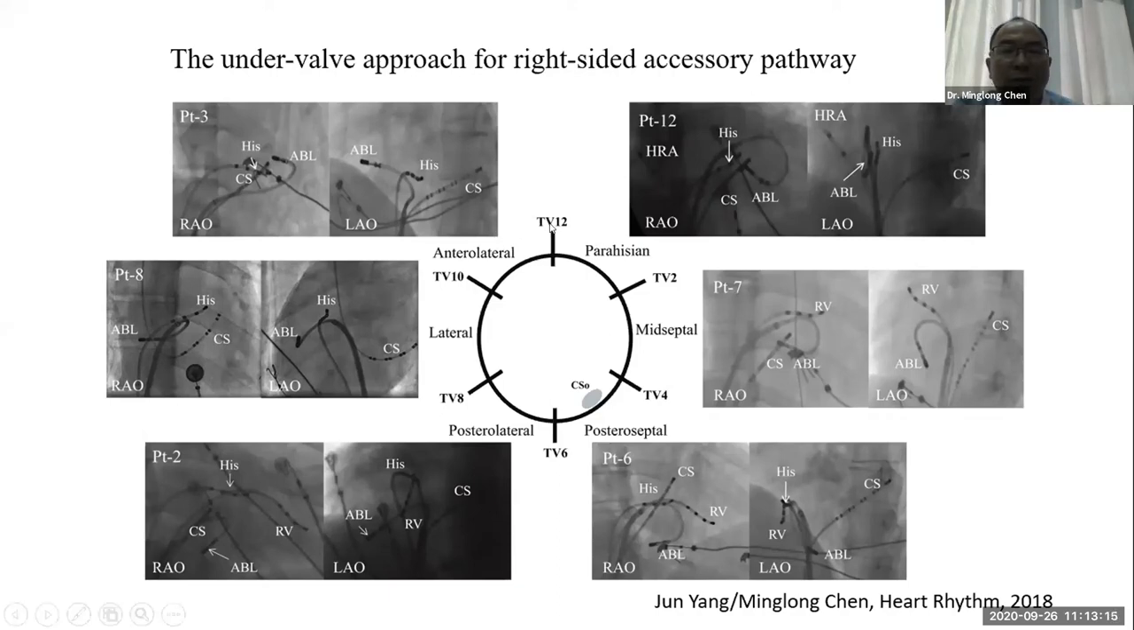But this is the roof region of the right TV annulus area, so often from TV 10 to TV 12. When you cannot have very good contact, the catheter is not so stable here. So then they will do the jugular approach. Also, the way like this, move over to the ventricle, curve up to the underbag region.